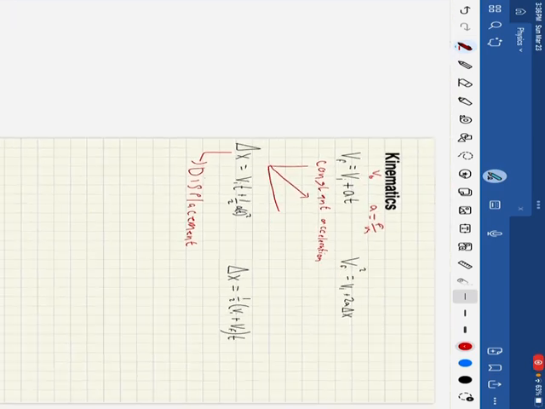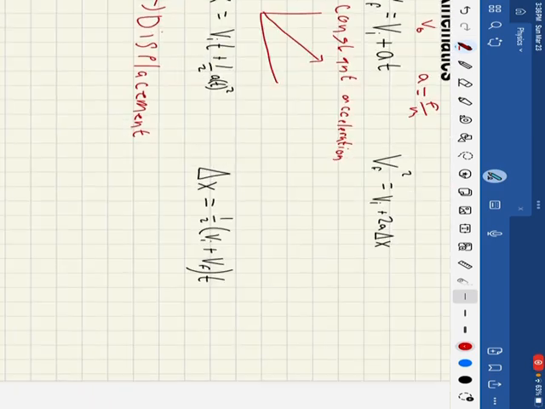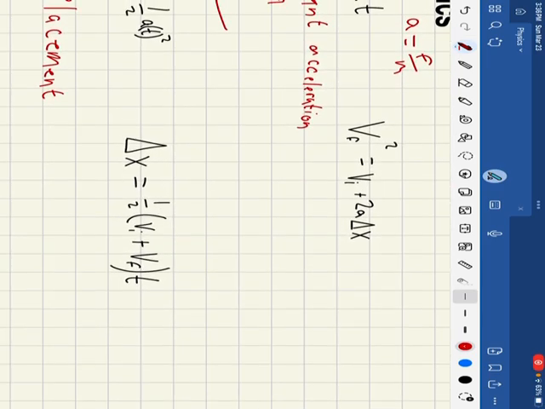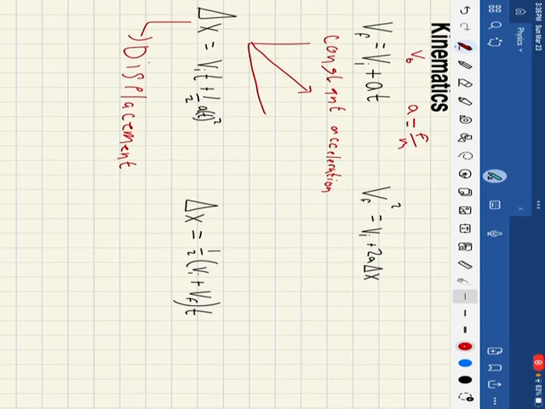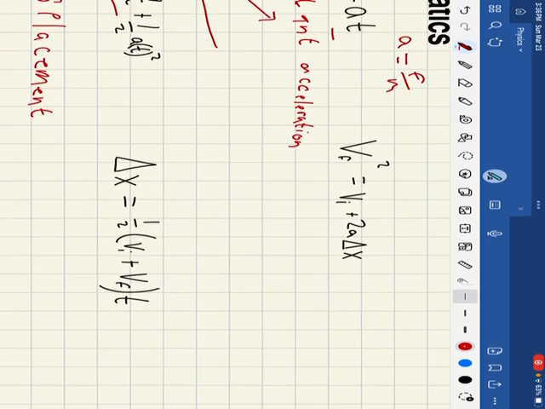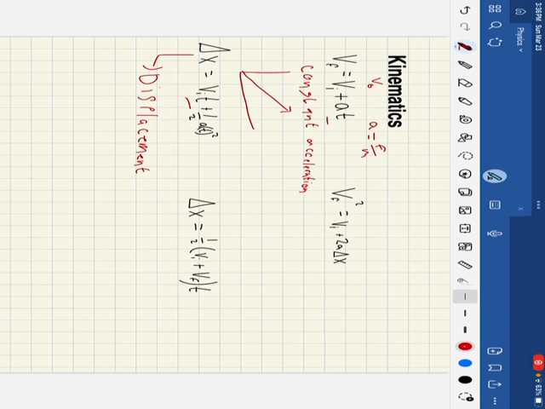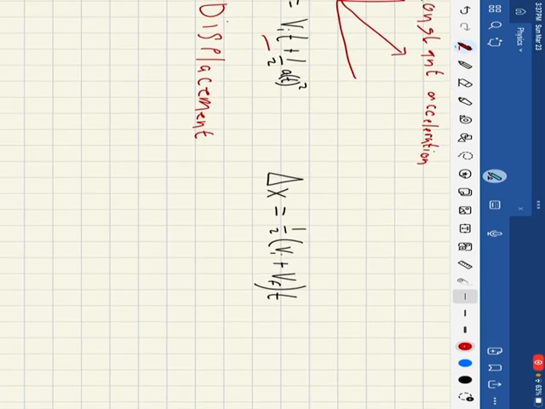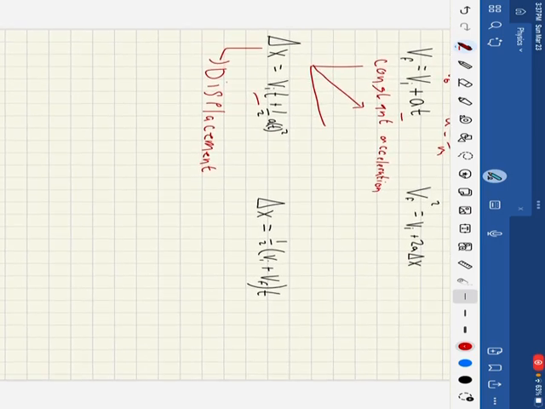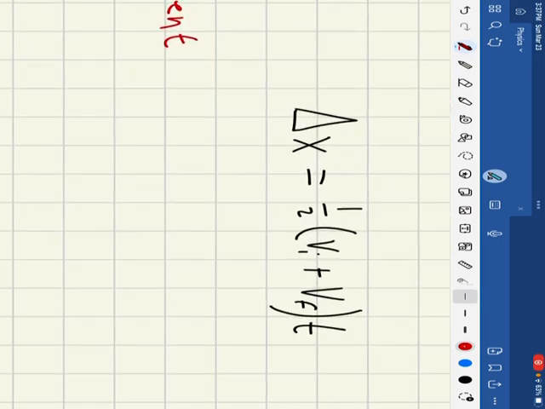Okay, now we have these other two. This one specifically you would use when you don't have a time variable. You see in these two other equations you have time. If you're not given time, you could use this to help you solve for velocity final, which you could then plug into those other equations to solve for time. And then this other equation that solves for the displacement, this one assumes a constant acceleration as well.